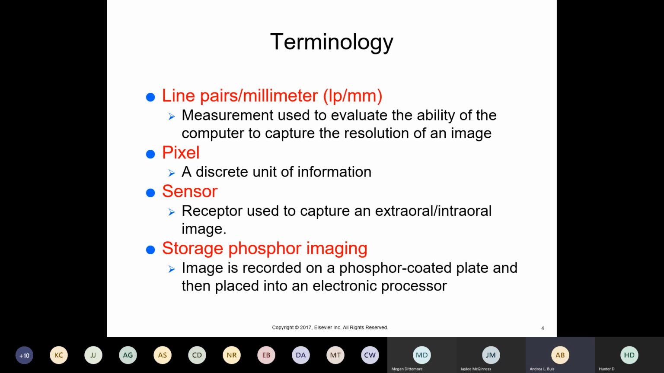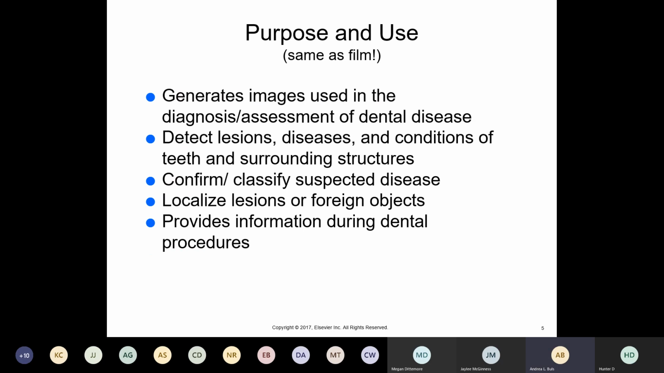The storage phosphor imaging is an image that is recorded on those phosphor-coated plates and then placed into that scanner or electronic processor. So the purpose of digital is the very same as film. We're just doing it in a little bit nicer, more convenient way. We're going to generate an image that's going to be used to diagnose or assess dental disease in our patients.